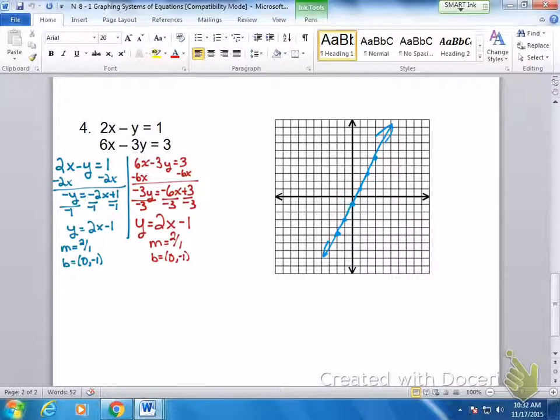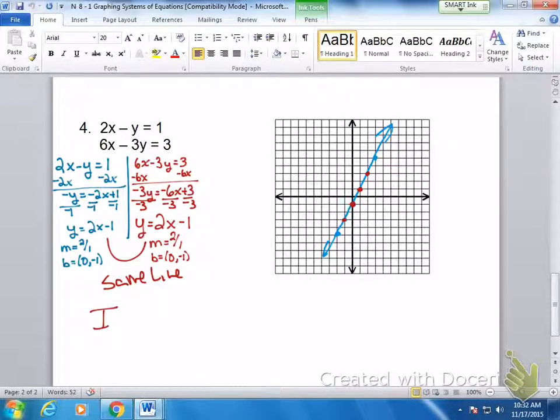Now let's look at the other one. They have the same y-intercept at 0, negative 1, so I'm going to put a point there. And the slope is 2 over 1 as well, so up 2, right 1. And it looks like I'm getting the exact same points on this one as I did on the last one. What that means is that these two are the same line. And since they're the same line, any solution will work.